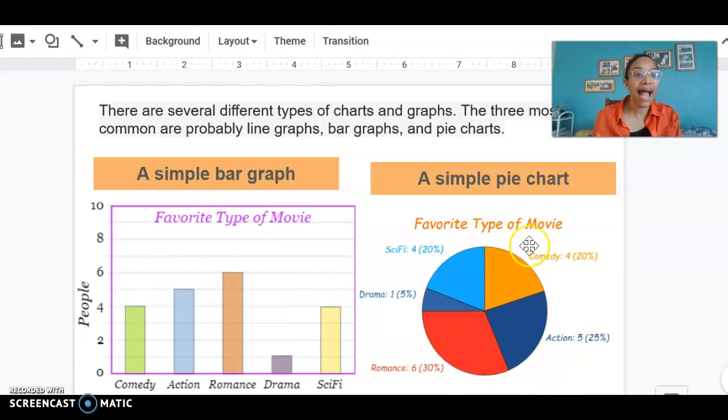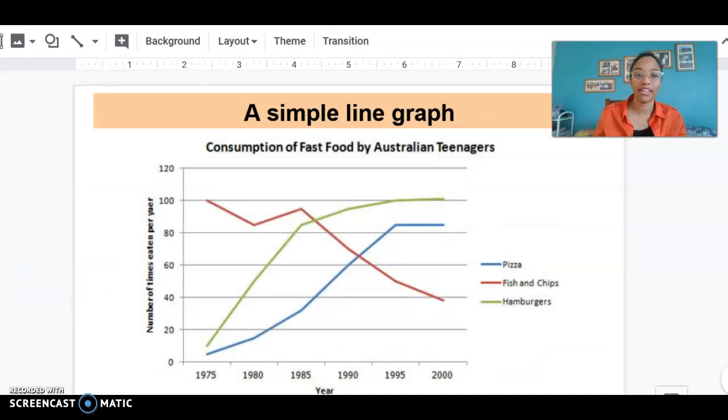So we can notice how many people liked each type of movie. The total is out of 20 people, and it's represented by percents. So we see the actual number of people and the percent of people. Here it's harder for us to see the total number of people, but we're able to see how many people like each genre of movie. This is just one idea about how you can read a simple bar graph and a simple pie chart.